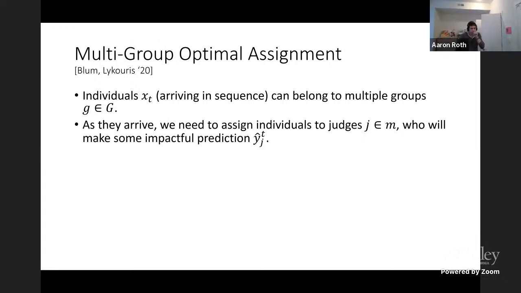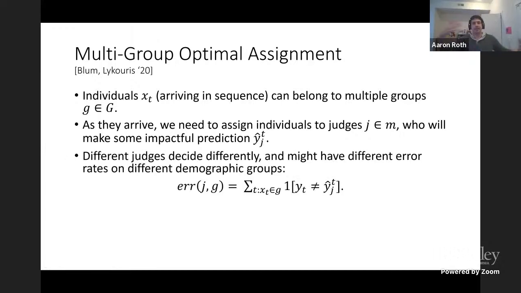Well, as they arrive, we need to make assignments of these individuals to judges, experts if you like, who are going to make some impactful prediction. Maybe they're going to predict a label. So the jth judge will predict a label for the tth individual, y hat jt. And then, after we do this, we'll learn what the individual's true label was, and each judge will have made a mistake or not.